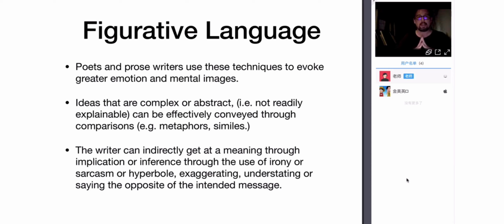Okay, so the writer can indirectly get at a meaning through implication or inference. Like people are easily bored, especially when we're speaking in just basic literal language. When we can get creative, the conversation and the presentation can become a lot more interesting for audiences. So the writer can get at the meaning through implication or inference through the use of irony or sarcasm or hyperbole, exaggerating, understating, or saying the opposite of the intended message.